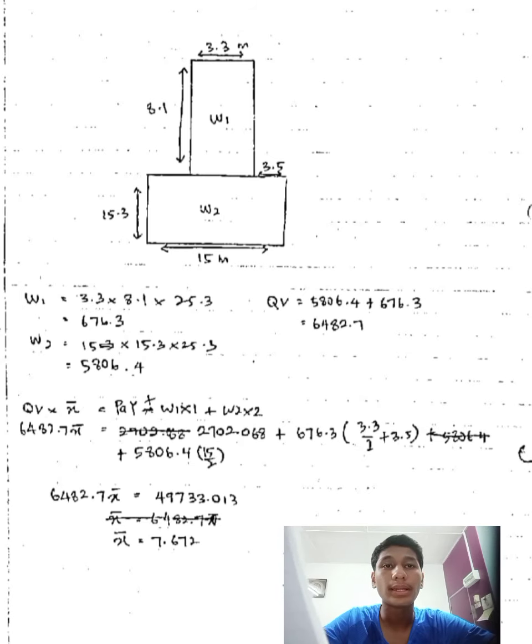Now we are going to calculate X bar. To get X bar, we will use formula QV times X bar equal PA gamma plus W1 X1 plus W2 X2, and 6482.7 times X bar equal to 2702.068 plus 676.3 bracket 3.3 per 2 plus 3.5 plus 5806.4 bracket 15 per 2, and we will get the total of X bar is 7.672.